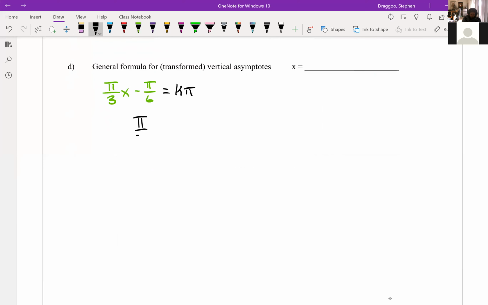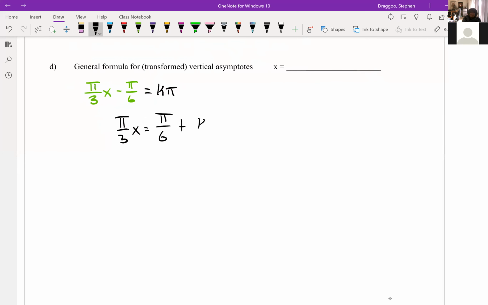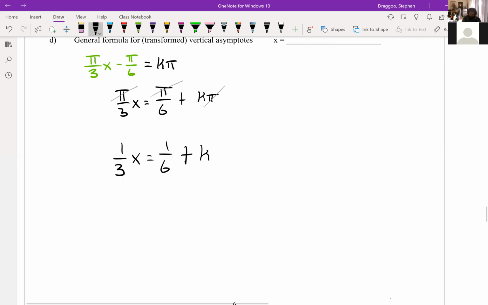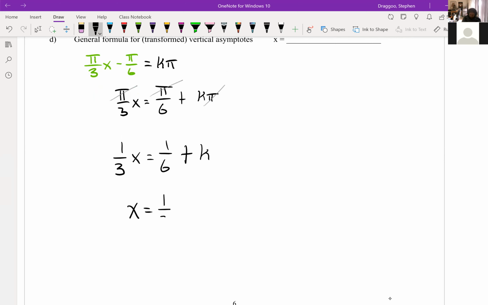So pi over 3x is equal to pi over 6 plus k pi. Notice every term has a pi in it, so maybe it's going to be easiest to just divide pi away right now. 1/3 x is equal to 1 over 6 plus k, meaning that x is equal to 1/2 plus 3k.